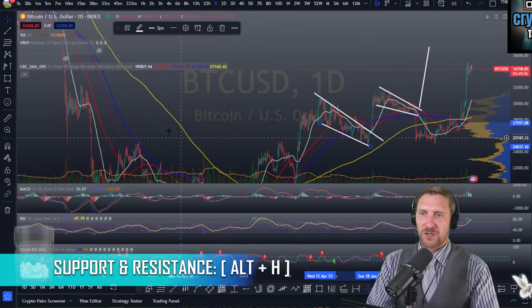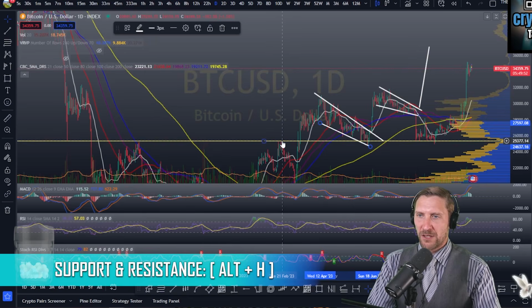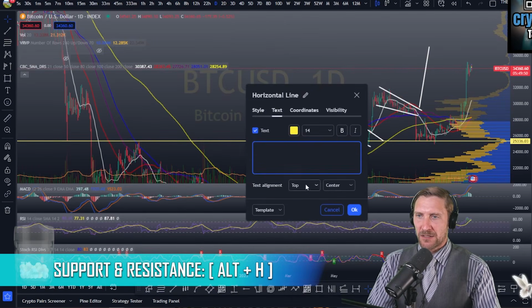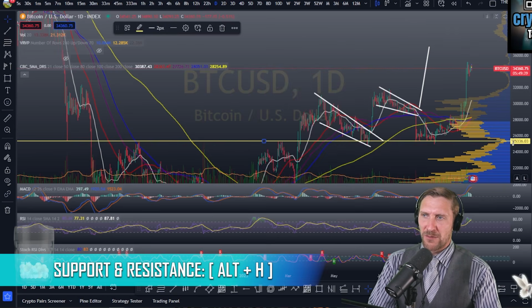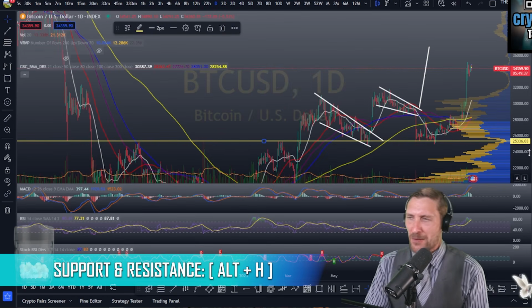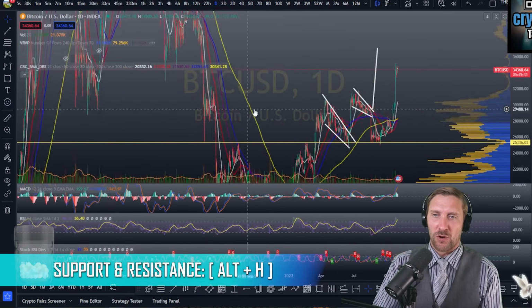If I want to draw support or resistance, I hit Alt-H. Now I want to right-click, hit the settings, and click price label. I want to make sure there's a price label on the line when I put it on so I can see the exact number that I put it at: 25,336. I really like that. That will go the whole length of the chart.